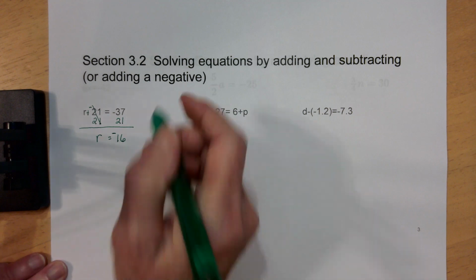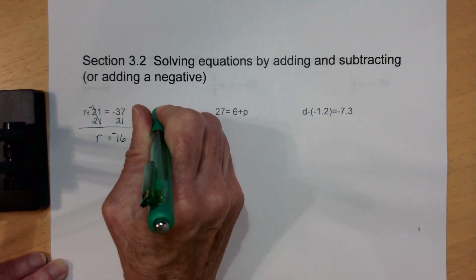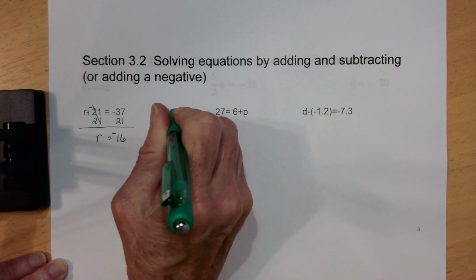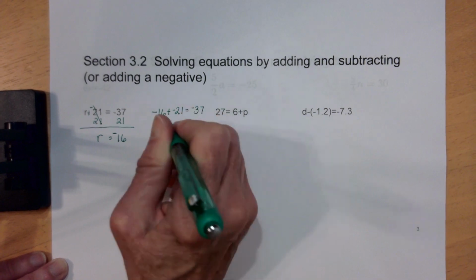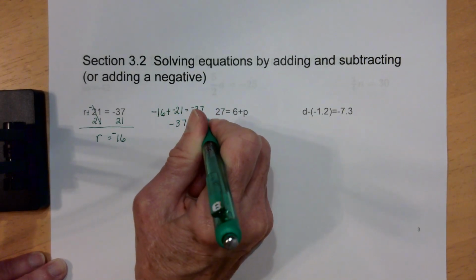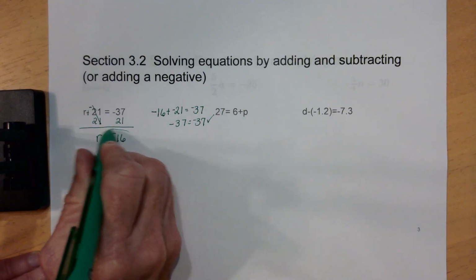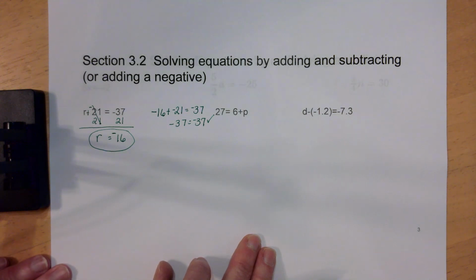To check these, remember you can plug them back into your equation where your variable is. So you have negative 16 plus negative 21 equals negative 37. So that is true. Negative 37 equals negative 37. So I know for sure that negative 16 works. Now on the test, I'm not going to necessarily make you check them, but if you want to take the time to check them, you can verify whether you've got them right or wrong, and you would definitely increase your score.